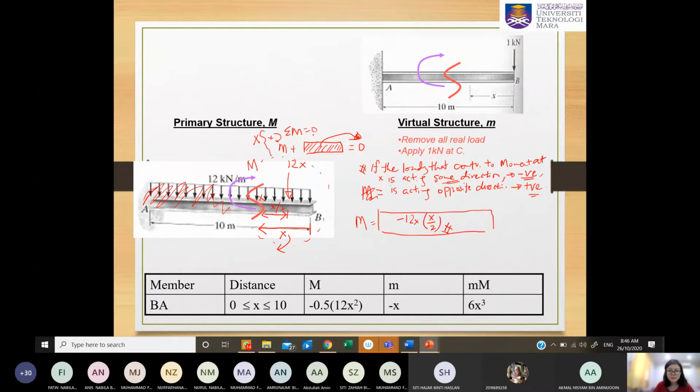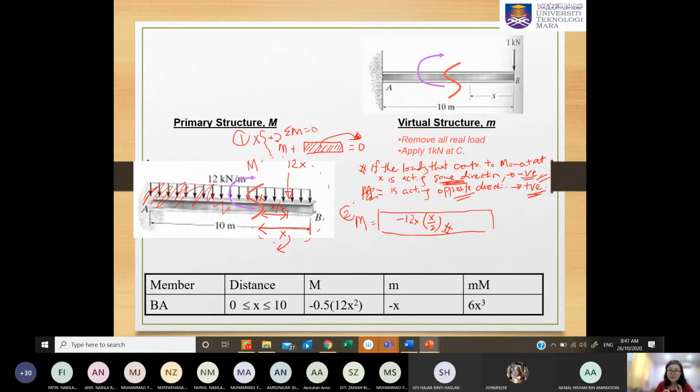So what I always practice is, if they are acting in the same direction with my internal moment, I give it a negative value. If it is acting in the opposite direction with my internal moment, I give it a positive value. Of course, later to make sure you understand more, you can practice this once, and then later you practice this. You will get the same answer actually.